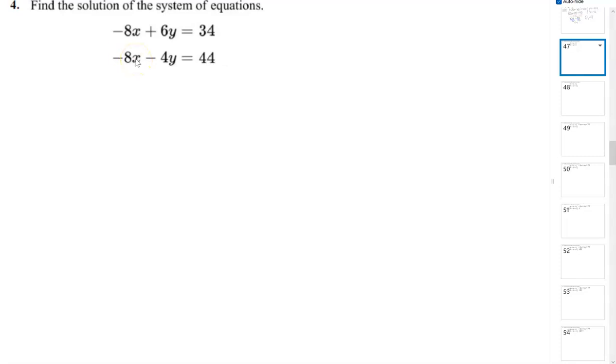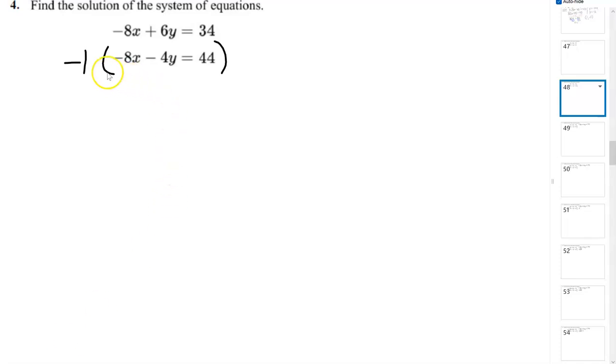So here in this first one we got negative 8x, negative 8x. It's the same number, just has the same sign. We're going to multiply it by -1 so we can change the sign. But whatever we do to one term, we have to do to the other terms to make it stay a true equation. So let's take a look.